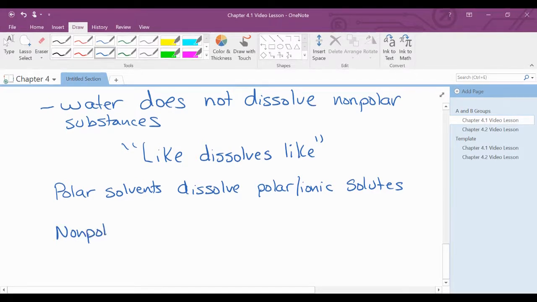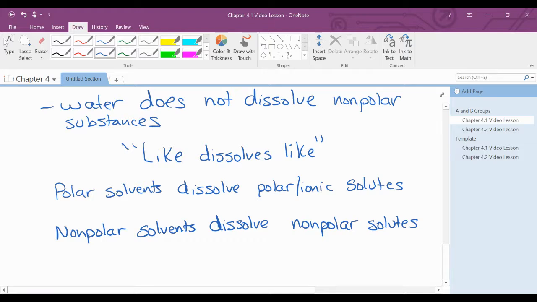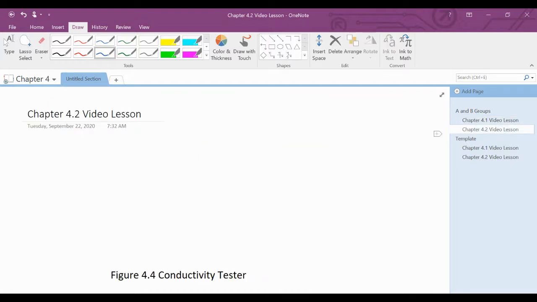Nonpolar solvents dissolve nonpolar solutes. What we're going to do next is move on to chapter 4.2, and this covers strong and weak electrolytes.